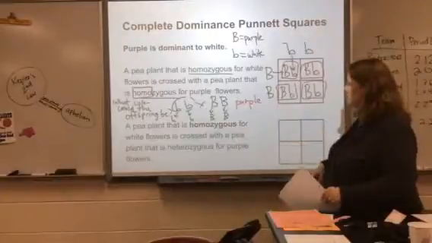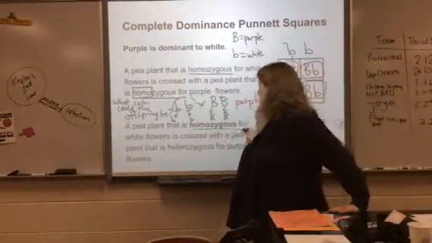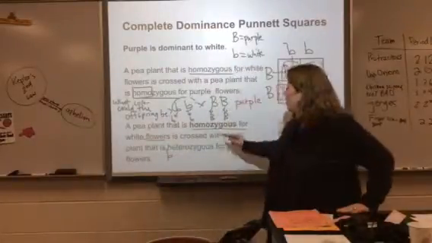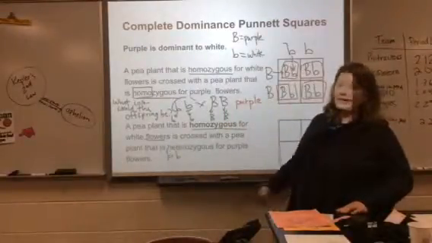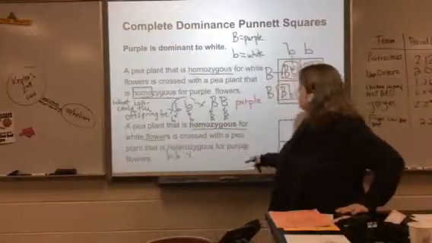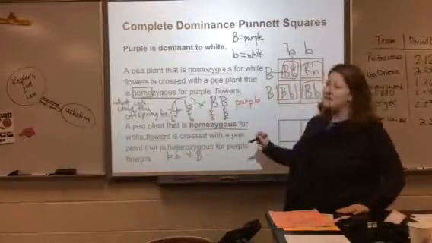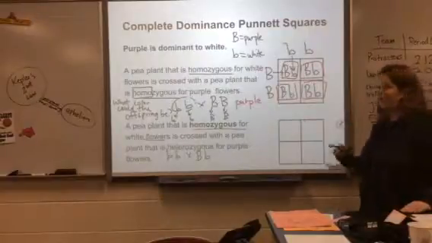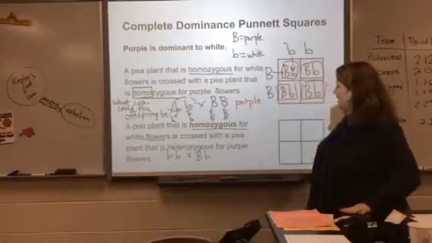Step 2, write the genotypes of the parents. The first plant is homozygous for white. So I hear the word white, and I put a little b down. Homo means same, so the other one has to be a little b. If it's white, it would be little b, little b. And it's crossed with this one that's heterozygous for purple. I hear purple, so I put a big B down. Hetero means different, so there's my second allele. I have to have 2 alleles for every organism, because one came from mom, one came from dad.